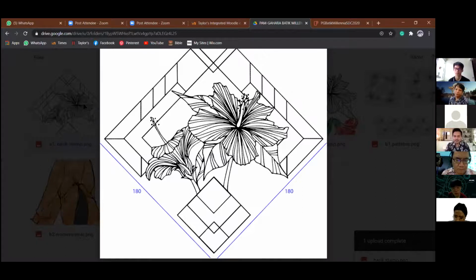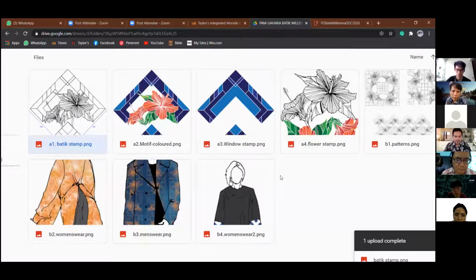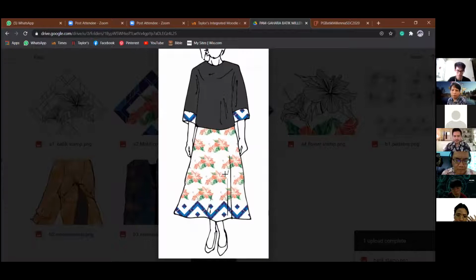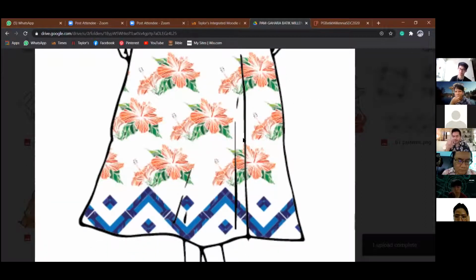For example, maybe Justin can show again the shirt, I mean the dress. That one, the B4. Yes, before. Understand that the border is actually on each and every motif of the flower, but when you don't color inside that, then it will not be seen. So this is like the advanced technique in batik. Well done. Okay, all right, thank you, Justin.